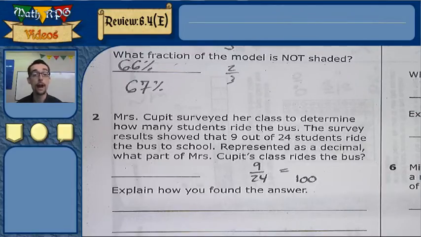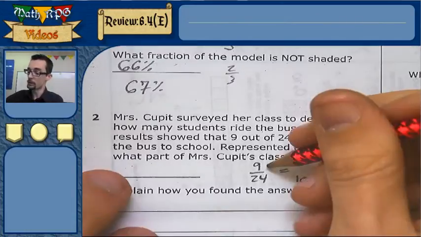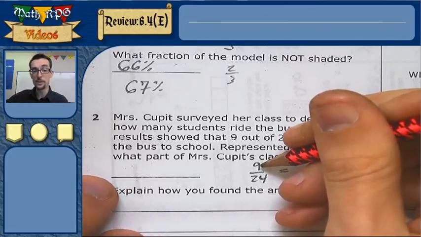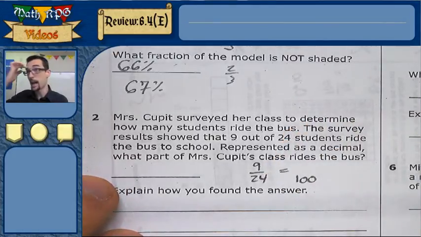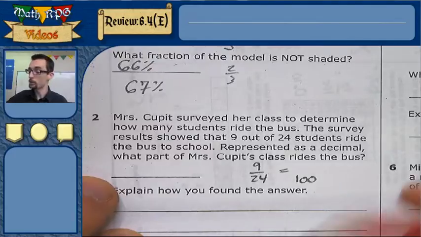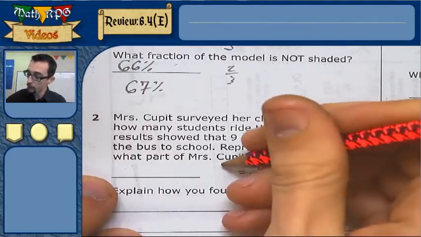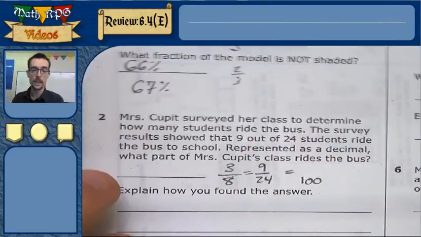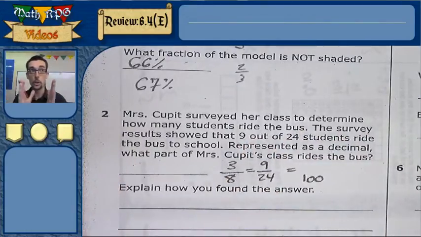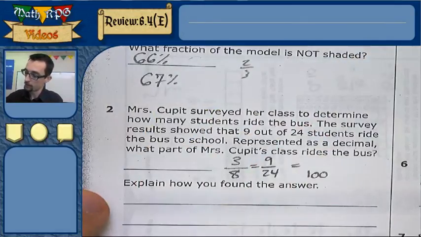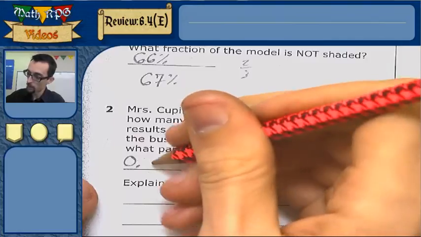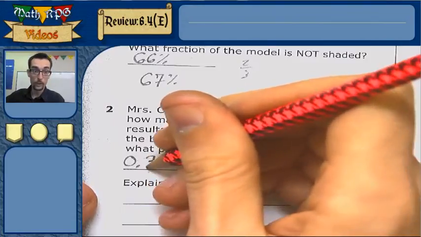We could reduce the fraction. I think that's not how I might do it. We could reduce the fraction, see if it reduces. And is there anything that divides into both 9 and 24? So you see, 9 doesn't go into 24. 9 is 3 times 3, right? So does 3 go into 24? Yeah, it does, right? So if I divide both 9 and 24 by 3, I get 3/8. And 3/8 is one of my benchmark fractions. So I have it memorized in my head that 3/8, as a decimal, is 0.375.